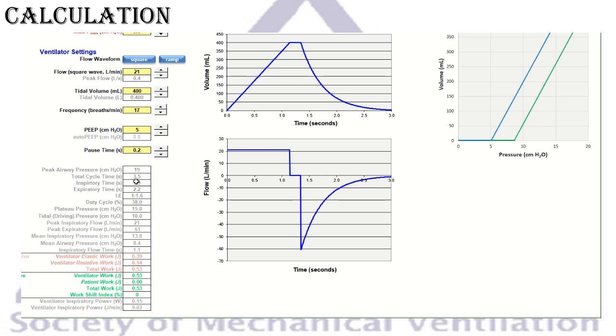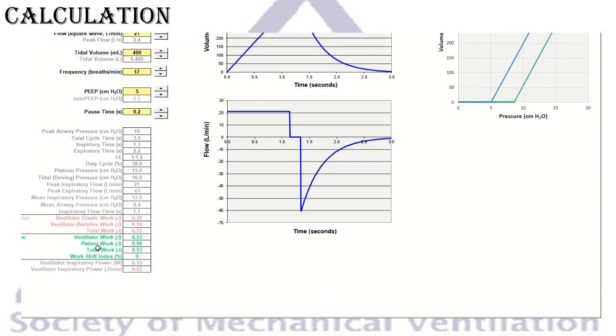So it gives you the peak inspiratory pressure, total cycle time, I to E ratio, duty cycle, plateau pressure, driving pressure, mean inspiratory pressure, everything. And more importantly, here on the red, this is the passive. It gives you the ventilator elastic work and the ventilator resistive work, and if you add them together, it becomes the total work.